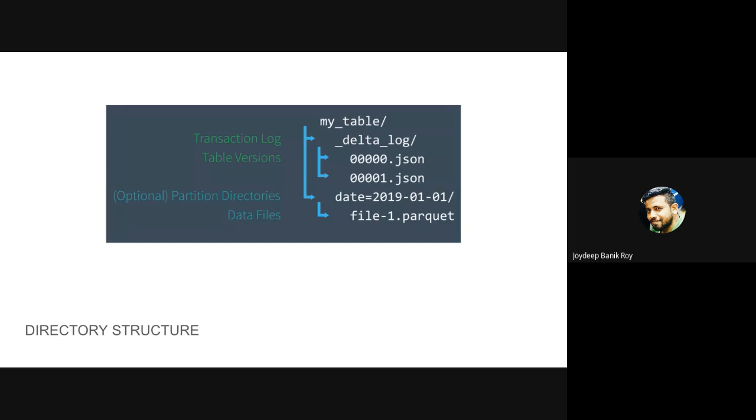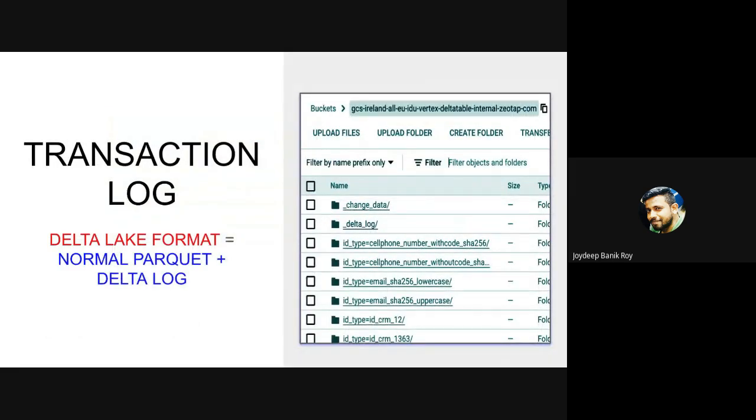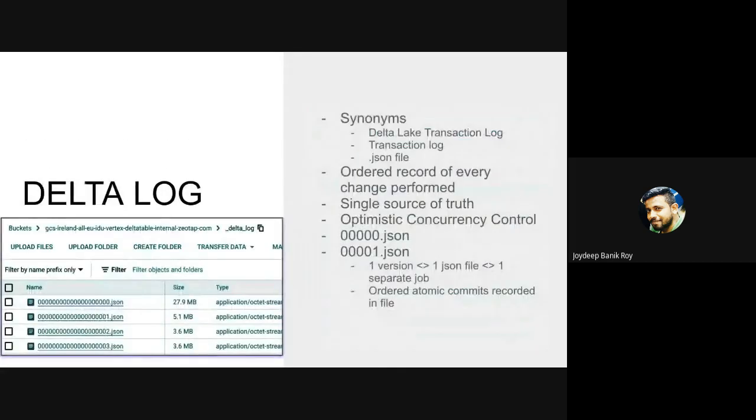So you have a Delta log within which all these .json files are there, which correspond to your transactions. I'll explain that next. So let's see how it looks. As I've already said, Delta Lake format is your normal Parquet plus Delta log. This is how it looks, right? Your Delta log, which I just showed. Now let's talk about these .json files, 0000.json. These are very important in the context of a Delta table. The synonyms you will find are transaction log, .json file, Delta Lake transaction log, Delta log. These are all synonyms. What do they have inside?